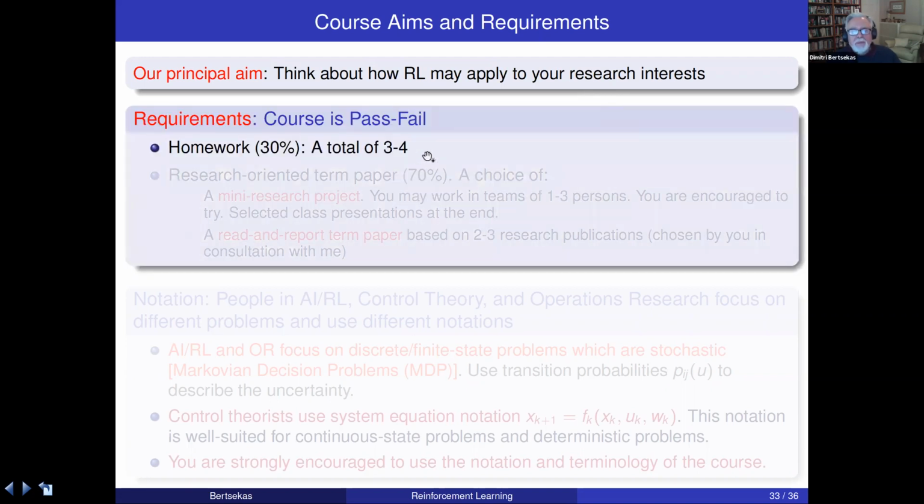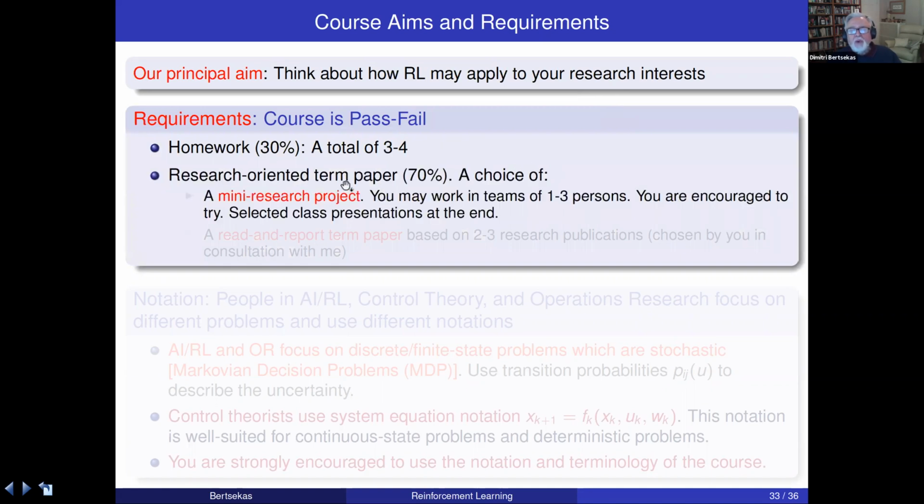Aside from homework, we're going to have a research-oriented term paper. That's going to be the big part of your grade, your assignment. And you will have a choice of two things: a mini research project that relates to the content of the course of your choice. Choose anything that you want that is of interest to you.